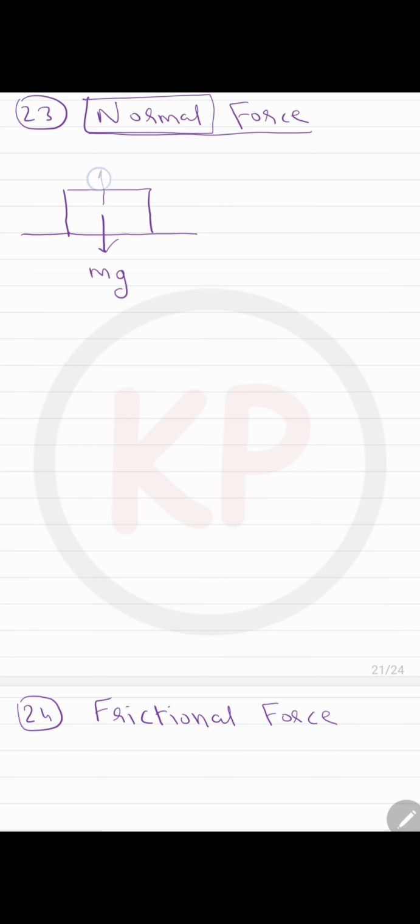Equal amount of force is exerted in upward direction to balance the mass on the table. That is normal force. So normal force N is equal to mg. Why? Because the object is stationary on the table. The force exerted in downward direction is exactly balanced by the gravitational force. Gravitational force is balanced by the normal force.